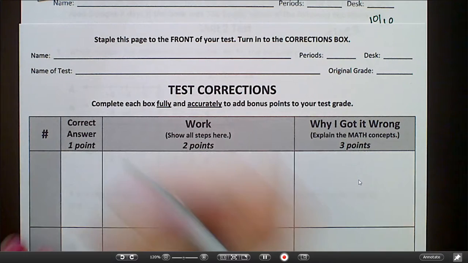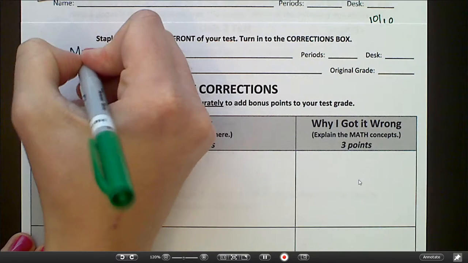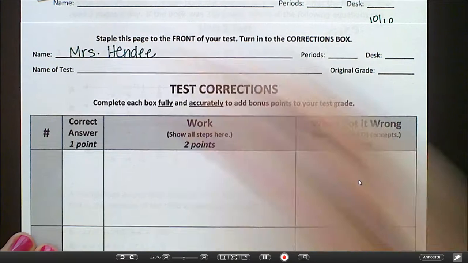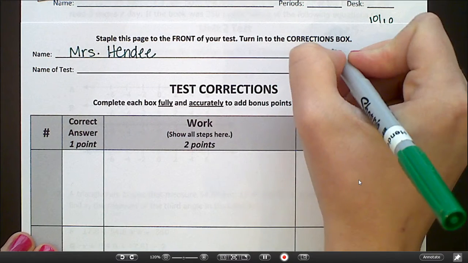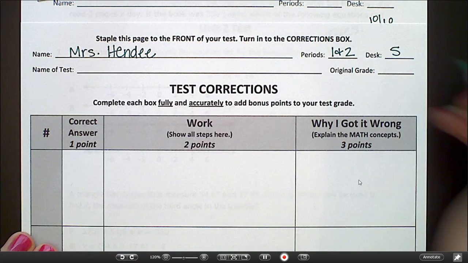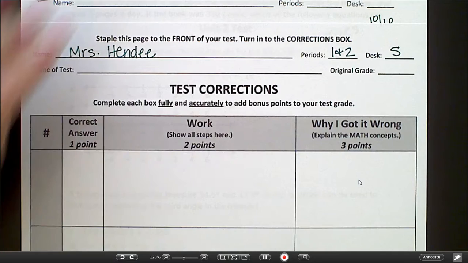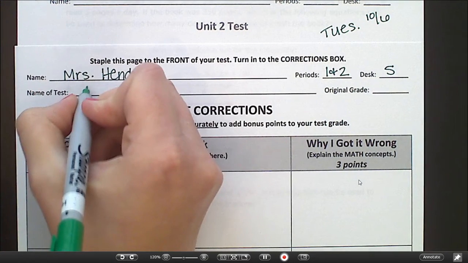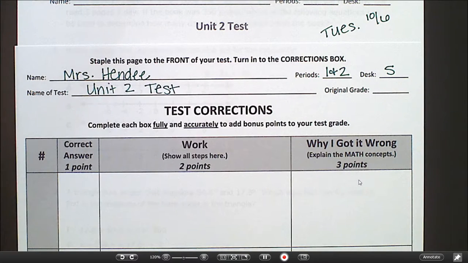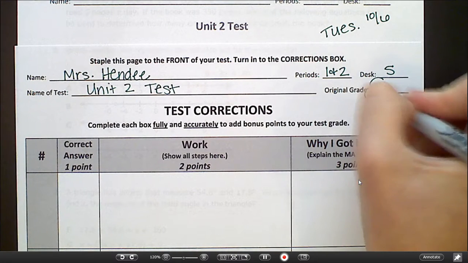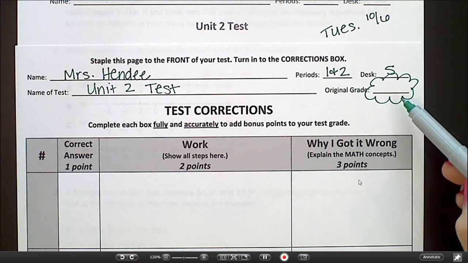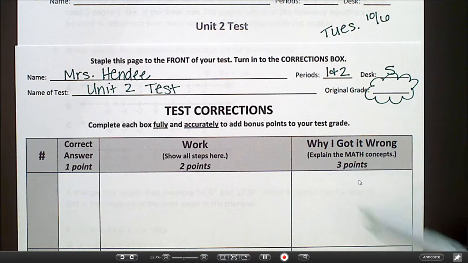So I'm going to start by putting my name. You can fill this out with me, please. I'm going to put my class period, so maybe I'm periods 1 and 2, and my desk number. And the name of this test, you're going to see it right here, is just Unit 2 test. And then whatever your original grade was, you're going to put that right here. And the reason for that is that I can look right here and easily see what your new grade needs to be once I've given you points.